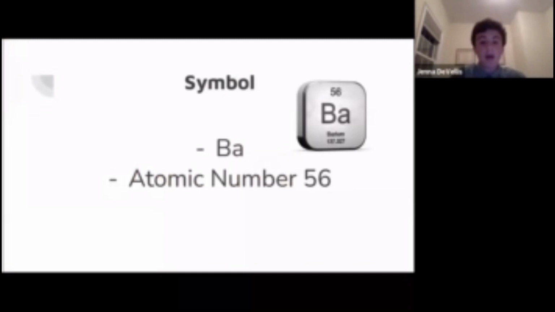So I'm going to be showing you guys a PowerPoint of all the information about barium. Let's get right into it. So the atomic number of barium is 56, and the symbol is Ba. And the density in the picture to the right is 137.327 grams.